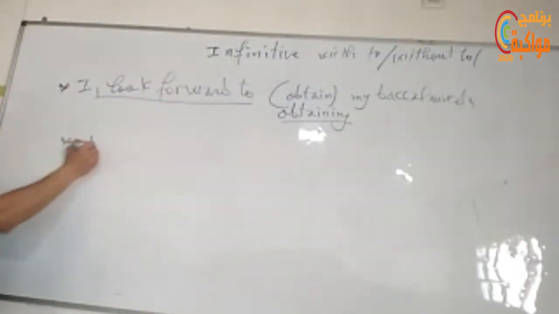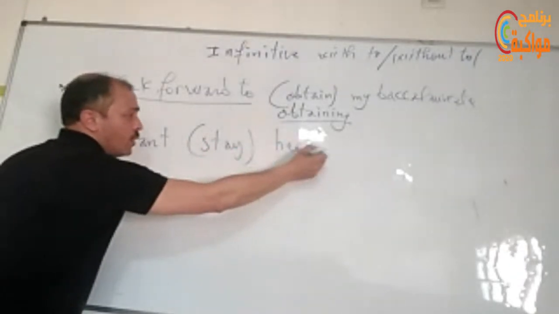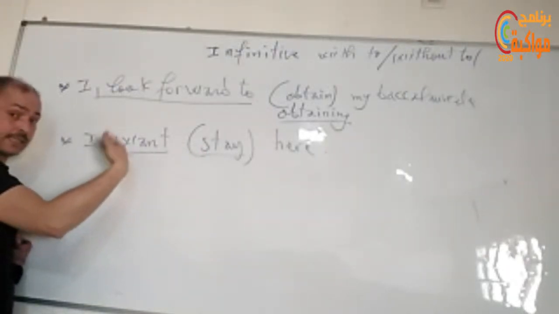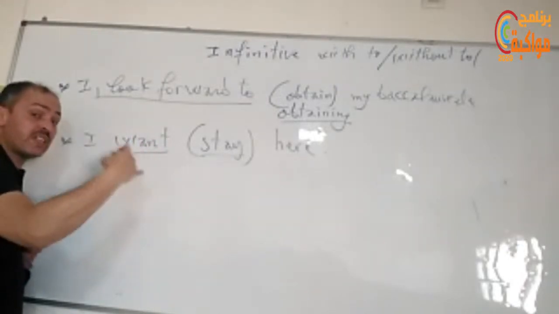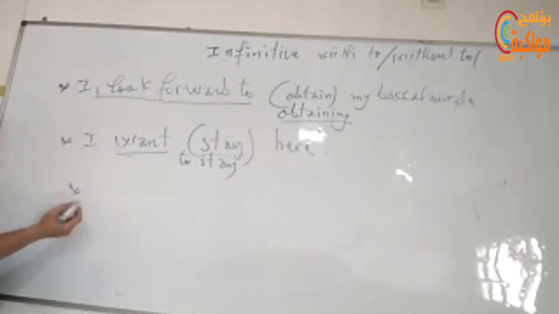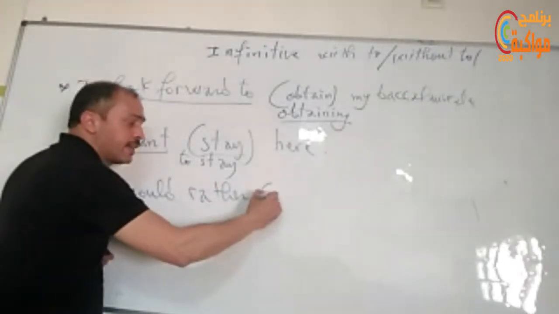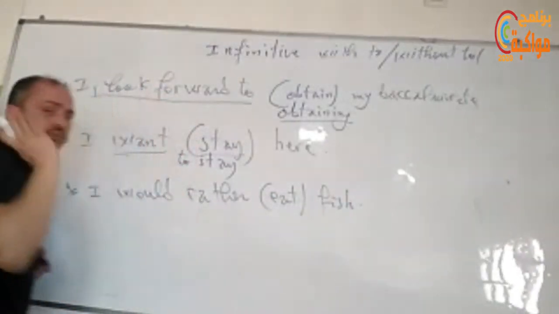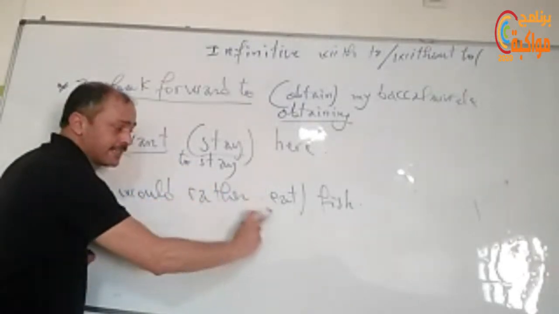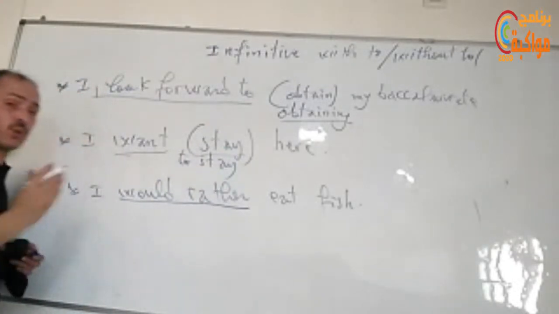So for example, in another use, I want, and here stay. Which form of stay? Here we have want, and the rule says that want is followed by the infinitive with to. You can say I want to stay. Now, I would rather, and here eat fish. I would rather what? Eat. Is it to eat or eating? No, it is just eat, because would rather is followed by the infinitive without to.